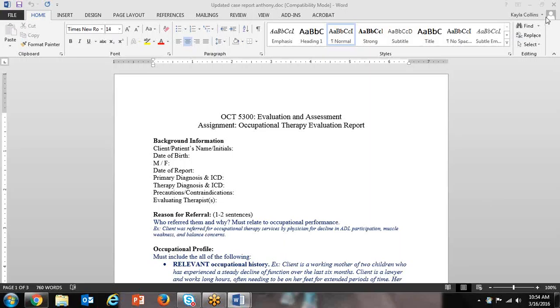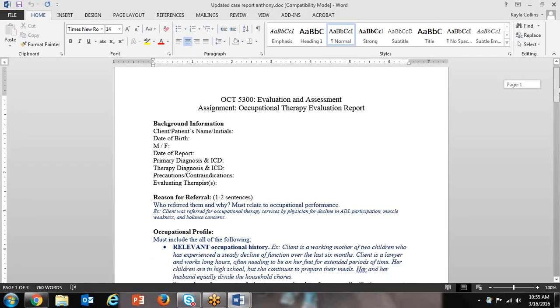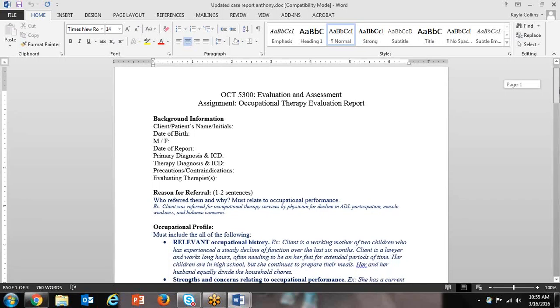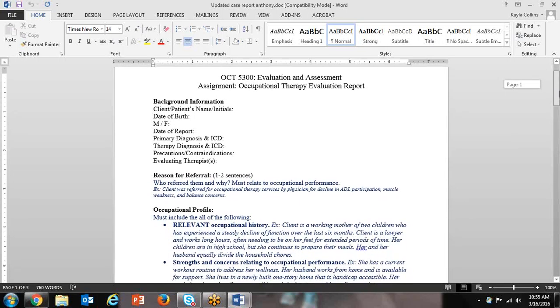Okay, I want to make sure that everybody understands the narrative case report and how to write it, and give you a few examples so that you're able to write it for Anthony. This is the same type of case report you will be completing for your culminating case assignment at the end of the course. So it's important that you understand what goes in each section and how to write it so I can give you good feedback that you can then carry into your culminating case.